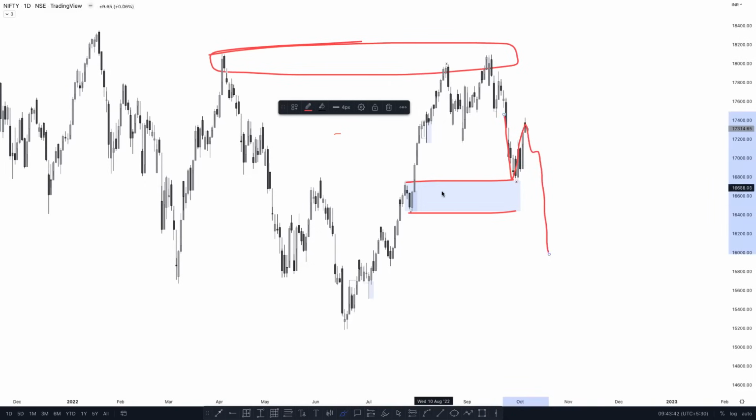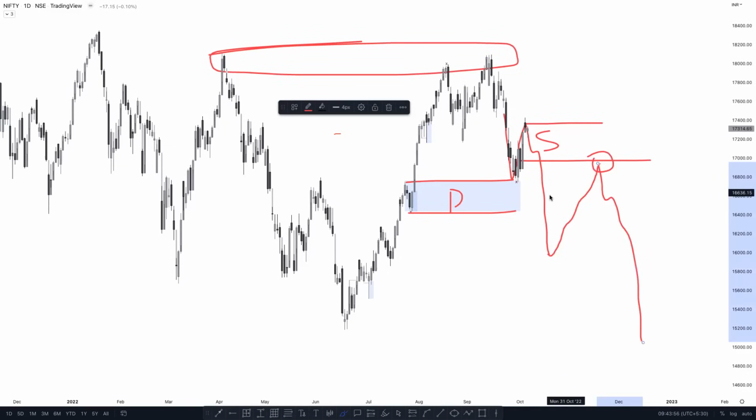So this demand here converts into supply here, and here we can see another supply. Then we should wait for price to mitigate this one, and then we can sell. And this is called a flip. Flip means demand converts into supply or supply converts into demand.